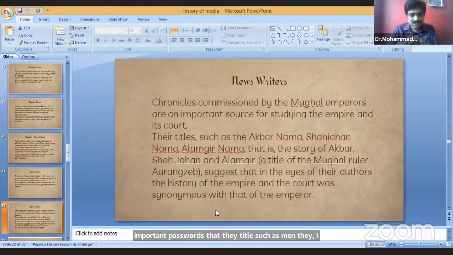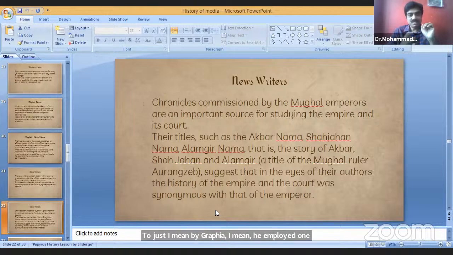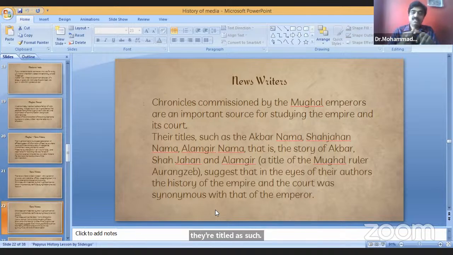So the rulers started to write biographies. He employed one particular person to write what kind of activities he had taken during his tenure. That can be seen in titles such as Akbar Nama, Shah Jahan Nama, Alamgir Nama. That is the story of Akbar, Shah Jahan, and Alamgir. So that is of the Mughal ruler Aurangzeb; Alamgir is the title of Aurangzeb.